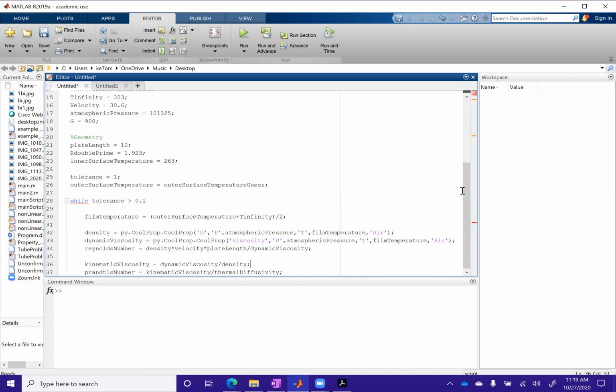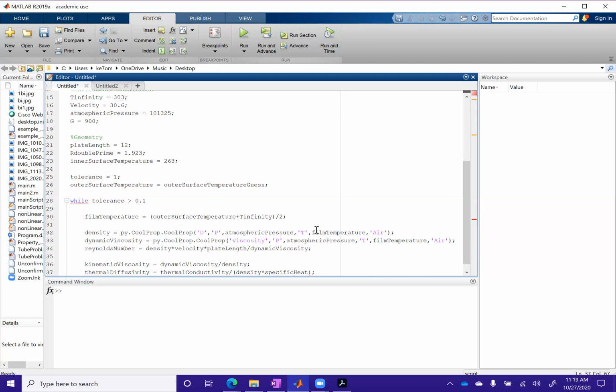So that's the function. Now we have to say thermal diffusivity. So I'm going to say thermal diffusivity is equal to the thermal conductivity divided by density times specific heat.